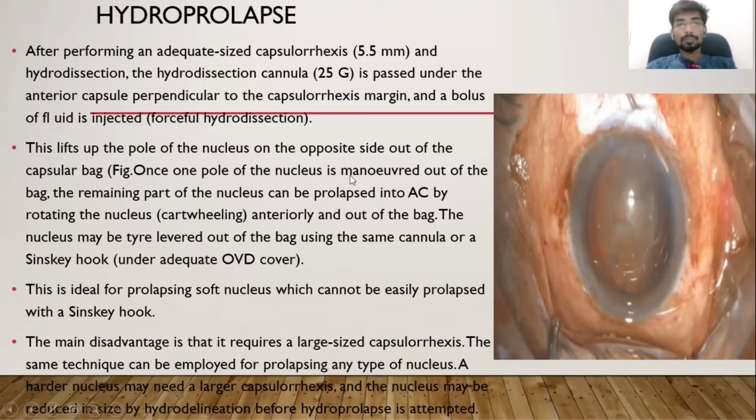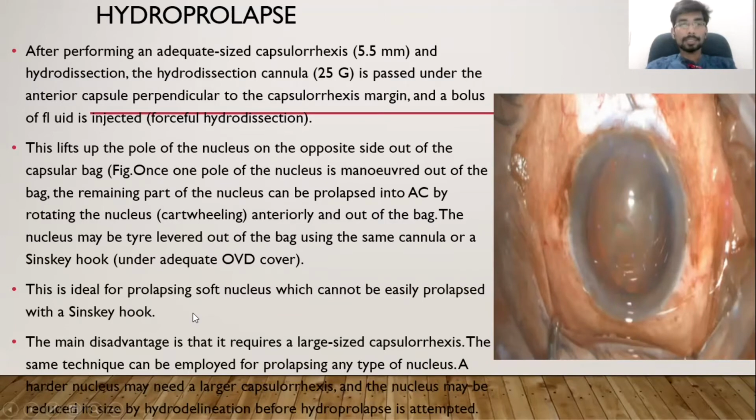Once one pole of the nucleus is maneuvered out of the bag, the remaining part of the nucleus can be prolapsed into the AC by rotating the nucleus anteriorly and out of the bag. The nucleus may be levered out of the bag using the same cannula or a Sinskey hook. This is ideal for prolapsing soft nucleus, which cannot be easily prolapsed with a Sinskey hook.